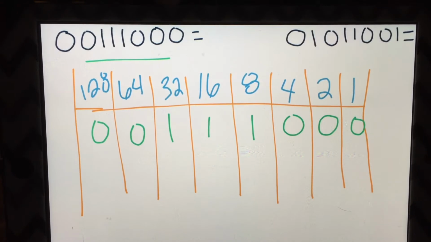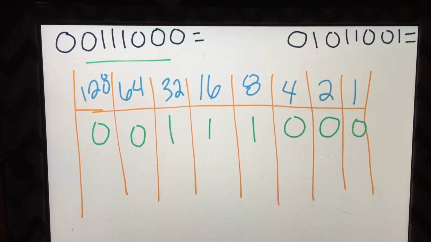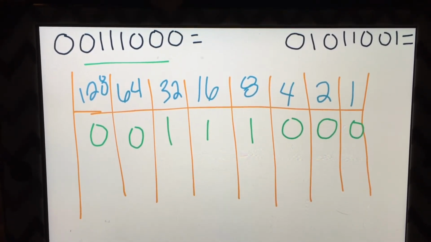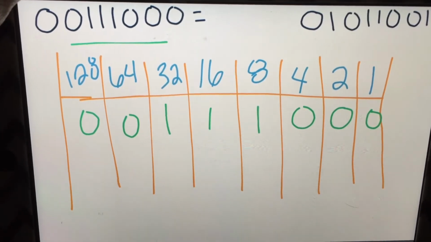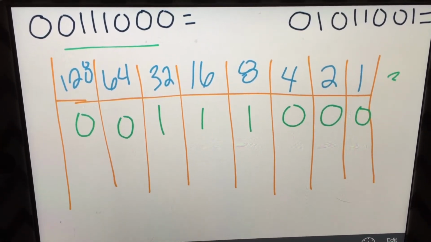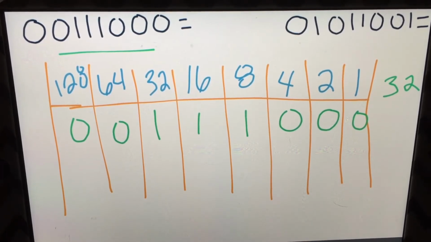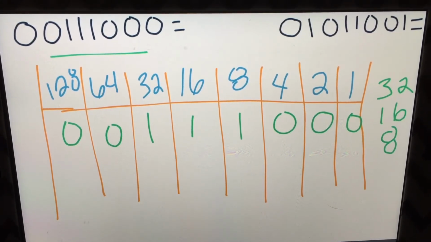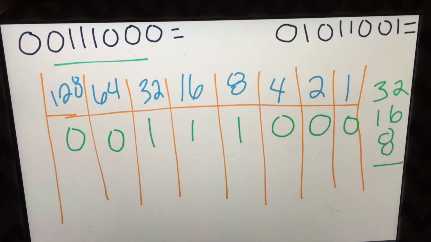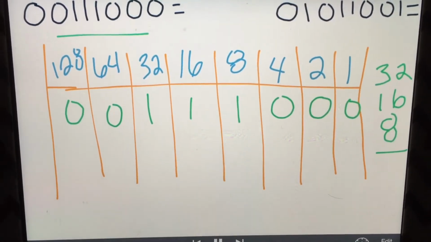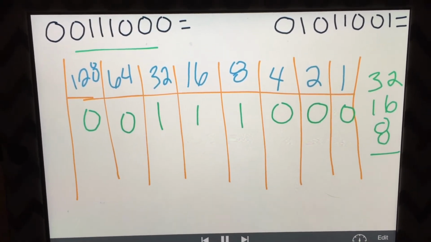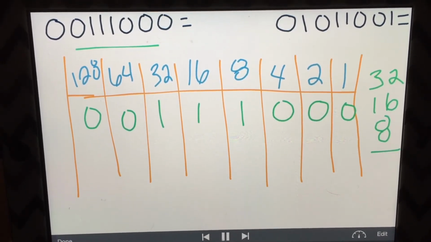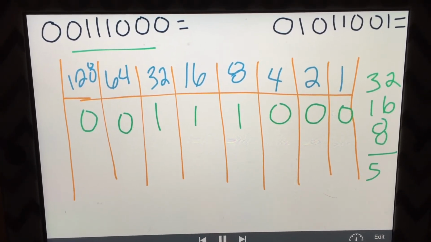Now this process is very simple. For every 1 place value, you add those together. The zeros you do not. So for instance, we do not have a 1 in 128 or 64, but we do have one in 32. So I'm going to write 32 off on the side. Same for 16 and 8. None for 4, none for 2, and none for 1. So you want to add those numbers together. So instead of subtracting like last time, we are adding. If you add those numbers together, you get 56.